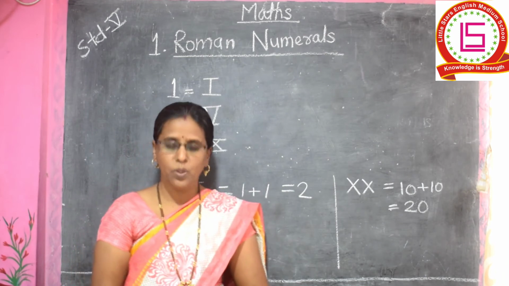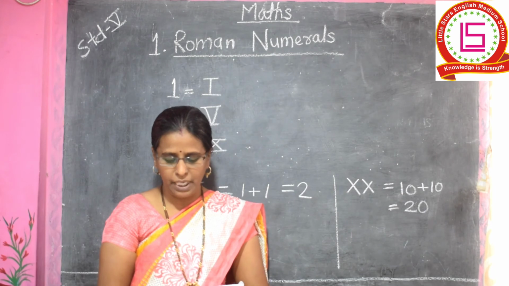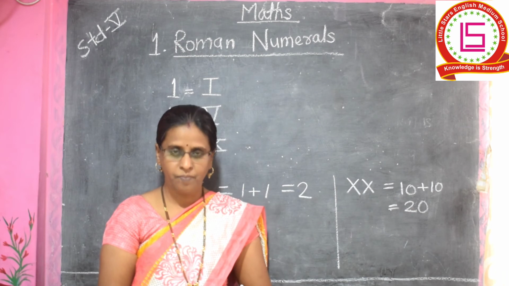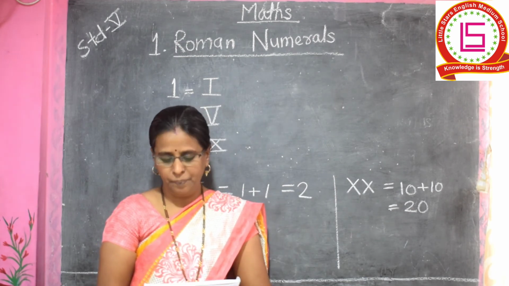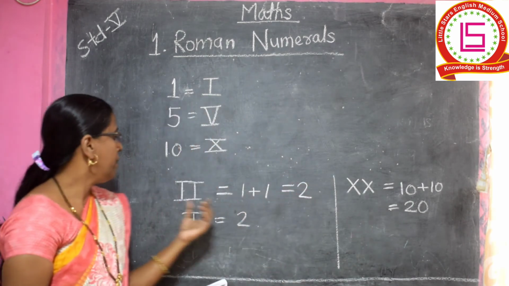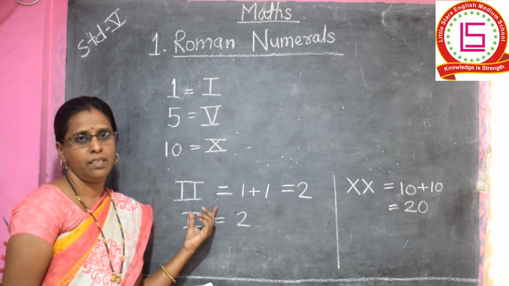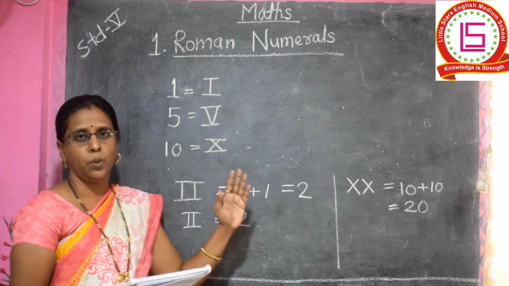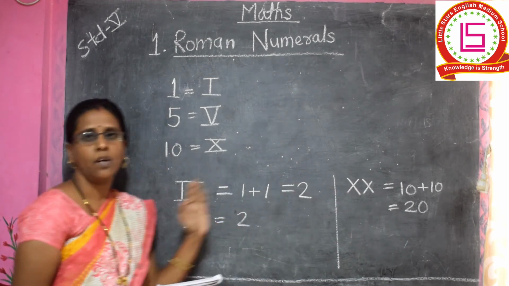Rule number 2: The symbol I or X can be repeated continuously for a maximum of 3 times. Here we are repeating I and X. How many times can we repeat? 2 or 3 times. Not more than 3 times. Do not write X or I more than that.